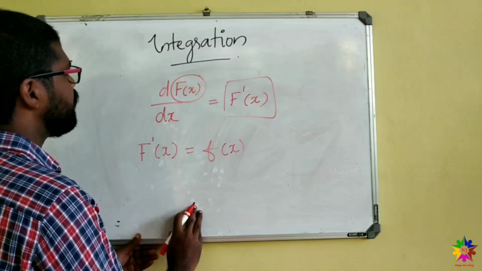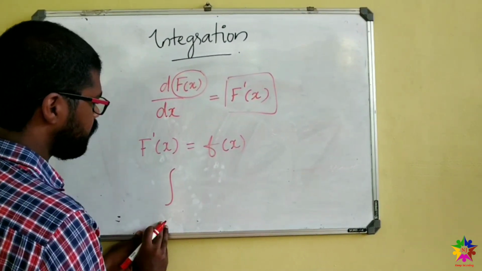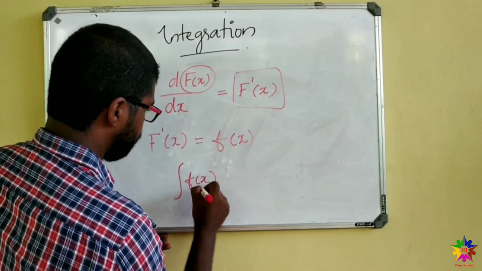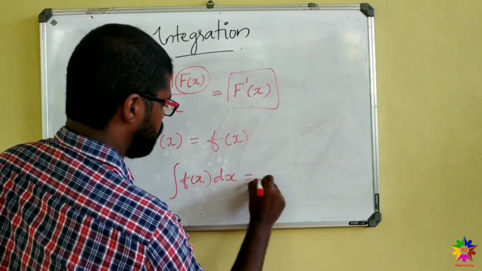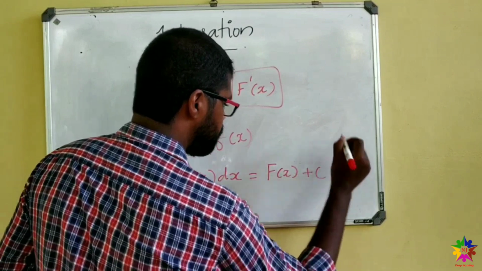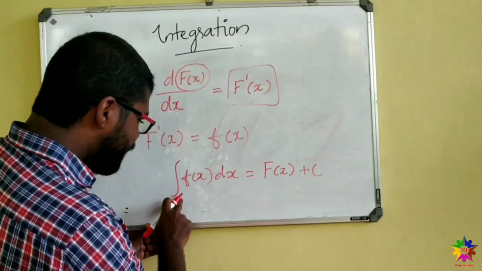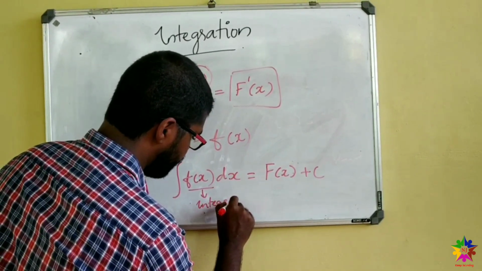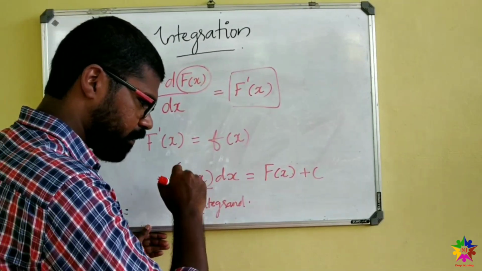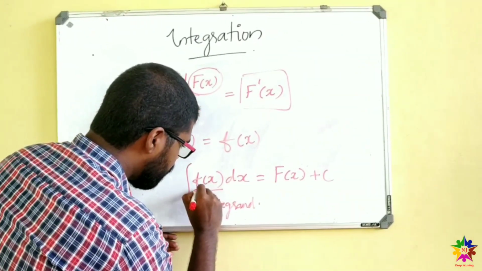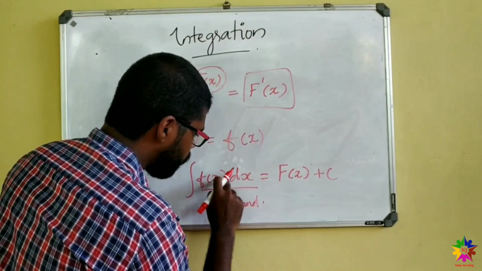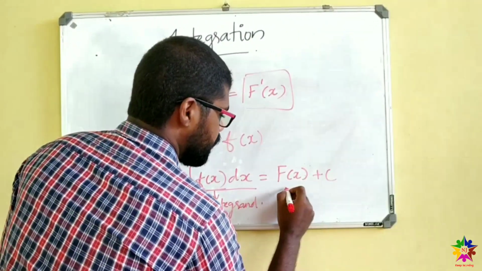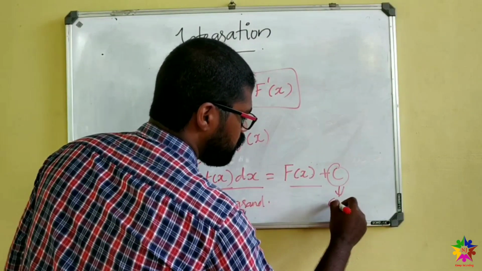So by integration, this is the integral sign, the indefinite integral, integral f of x dx is equal to F of x plus c. Here we have the integral sign, and this f of x is called the integrand. The expression f of x dx is called the indefinite integral with respect to x, and here is the result, and c is the constant.